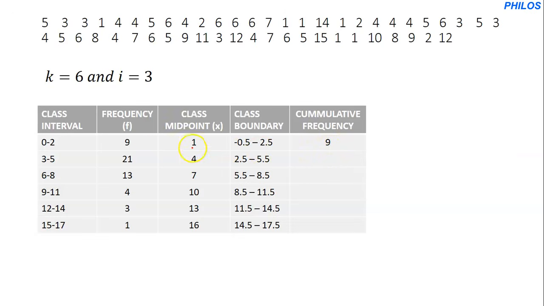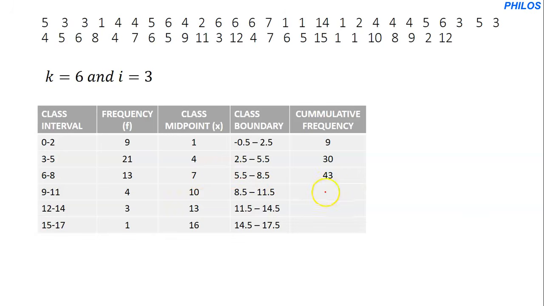Now to get a CF of the second class, there are different ways of doing this, but I want to use this so that you can understand the concept better. To get a CF of the second class, F of the first class plus F of the second class, and that gives you 30. Now to get a CF of the third class, you say F of first class plus F of second class plus F of third class, and that will give you the CF of the third class. That's 43. Are you with me?